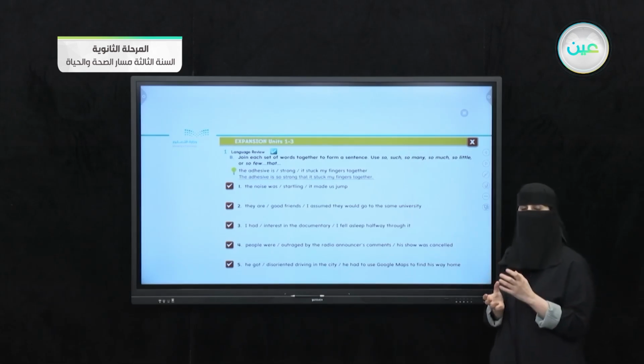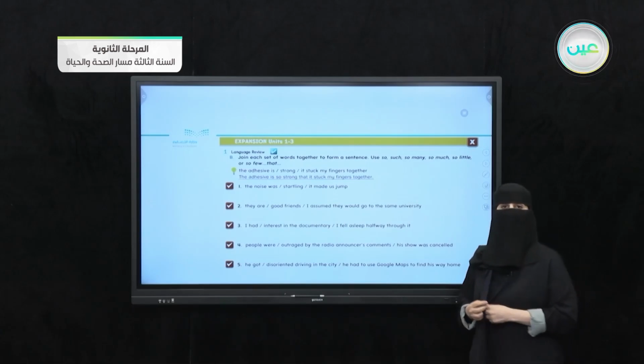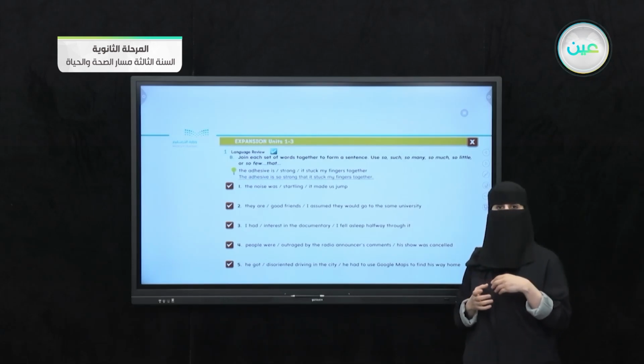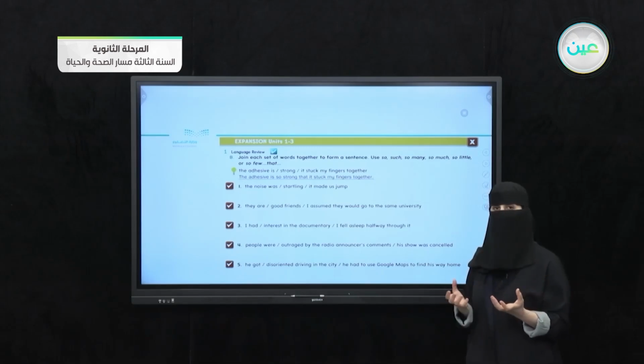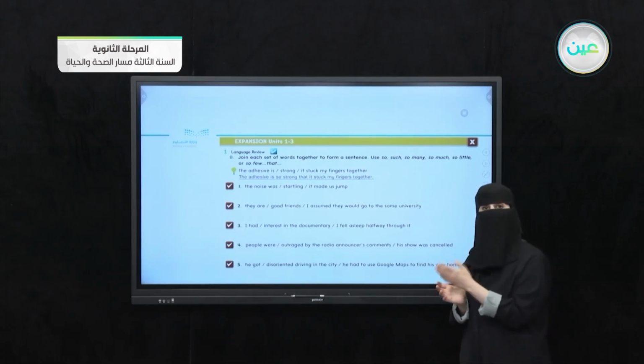I want to remind you about these expressions, or these grammars. I can use all these expressions when I want to tell other people that a sentence has a cause and effect. So the first part of our sentence is a cause, and the second part, after the conjunction that, is the effect of it. Okay, how can I apply it?